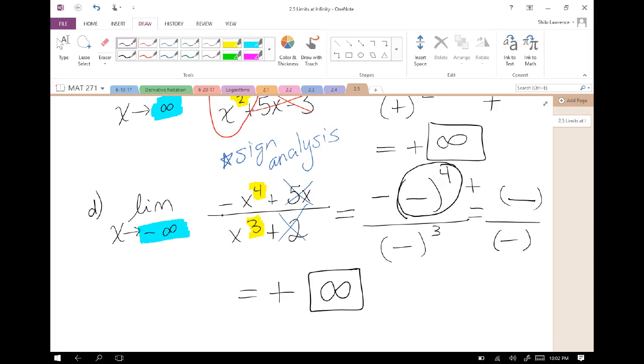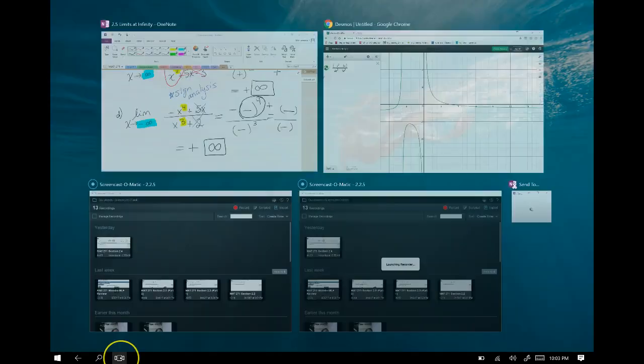So these three rules are more of an algebraic way to do this. There is technically a more calculus way to do this. And this is the last thing in this section.